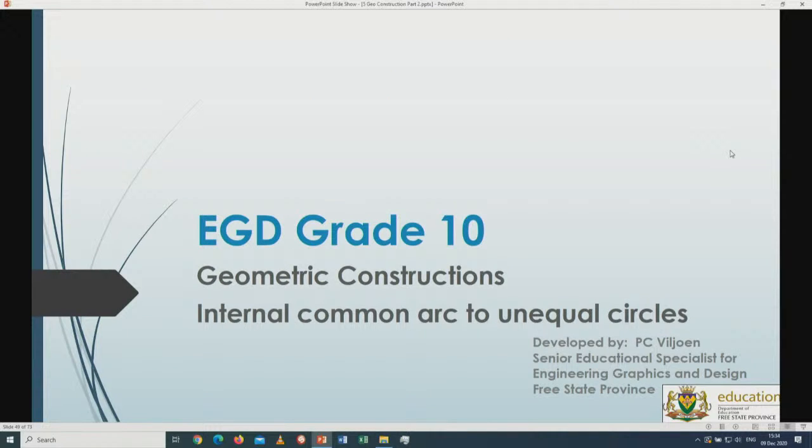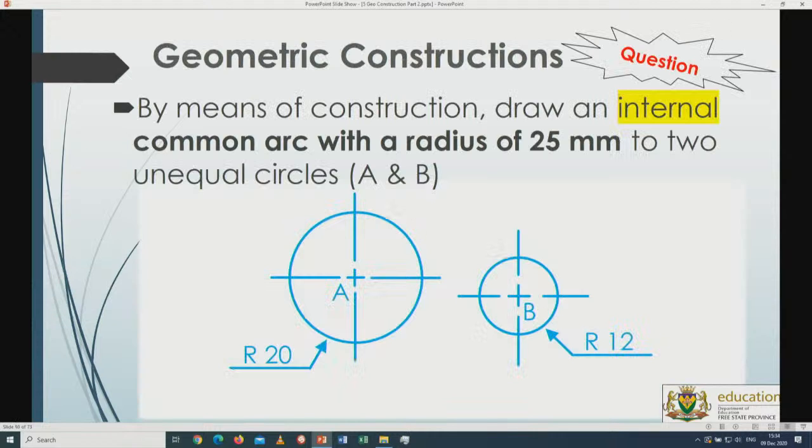Now, the last option of these types of options that I can show you is the internal common arc to unequal circles. All right, so again we have unequal circles, circles that are not the same size, in other words. I have to draw an internal common arc.